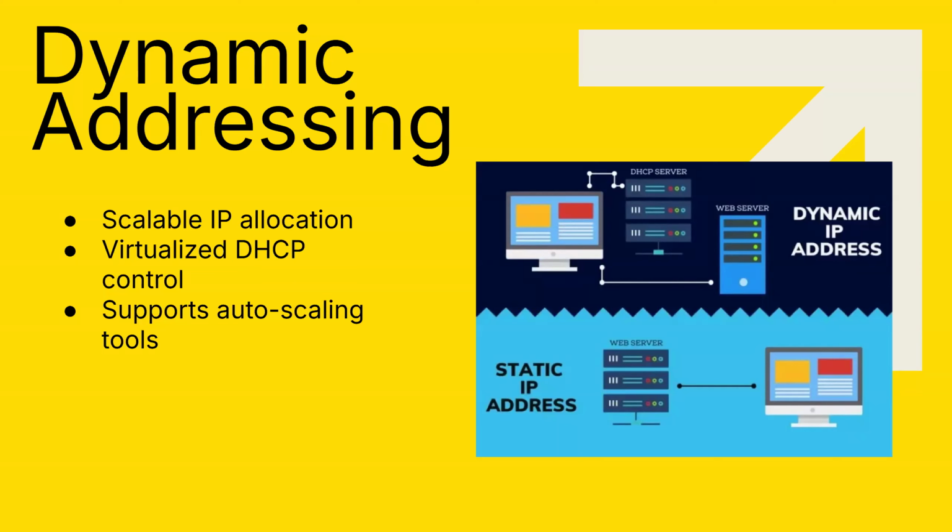This process again happens almost instantaneously and at scale, which is critical for environments that use auto scaling, load balancers, or container orchestration. Dynamic addressing also allows the network to grow and shrink automatically, which again provides consistent connectivity while reducing the need for manual network administration.